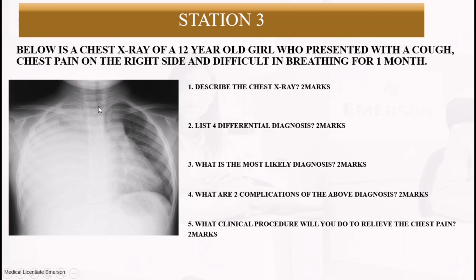So here, as you can see, there is this white thing here. And even the trachea has gone somewhere. So how are we going to describe this?